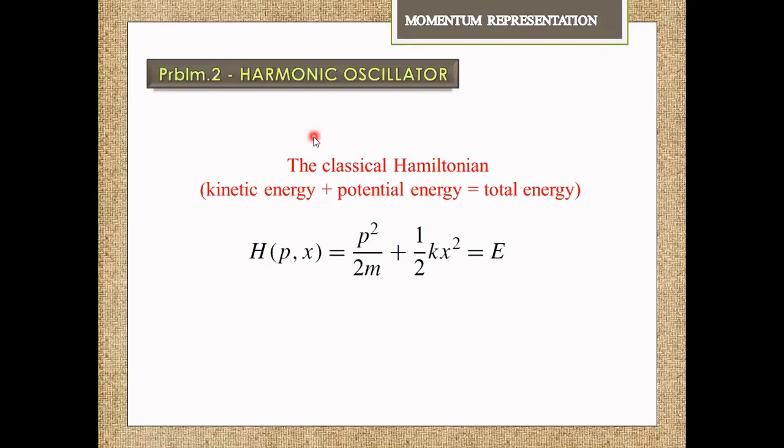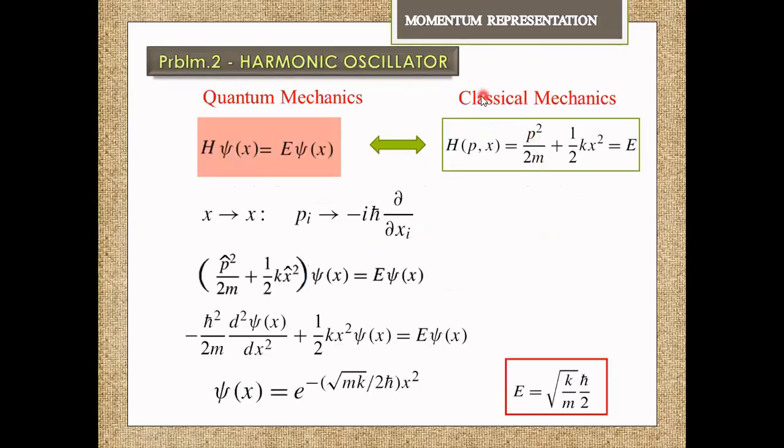So our second problem is to find the momentum wave function of harmonic oscillator using Fourier analysis. The classical Hamiltonian is kinetic energy plus potential energy is equal to total energy, that is p square by 2m plus half kx square is equal to E, where k is Hooke's constant. Now in classical mechanics we have p square by 2m plus half kx square is equal to E. Coming to quantum mechanics, we have Schrodinger equation, Hψ is equal to Eψ. So we have to move to operator analysis. Instead of p square, we have p square operator. Instead of x square, we have x square operator.